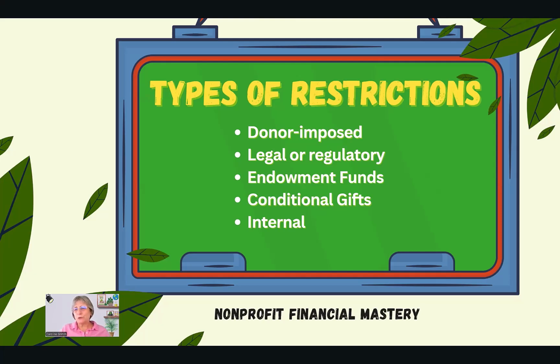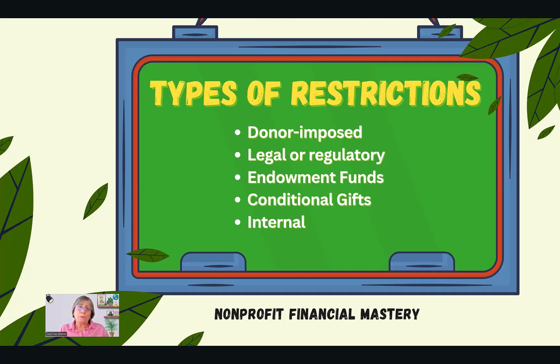There could also be restrictions on an endowment fund. So if an organization has an endowment fund, the restrictions on that fund might be something like the nonprofit can only draw out the interest, not the principal, or they can only draw out a certain amount, or they can only draw out funds if it's for a specific thing that's specified in that endowment.